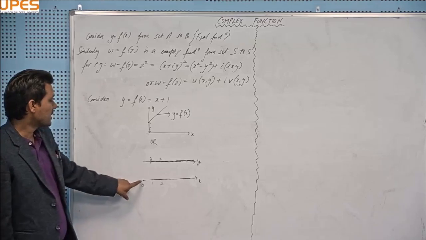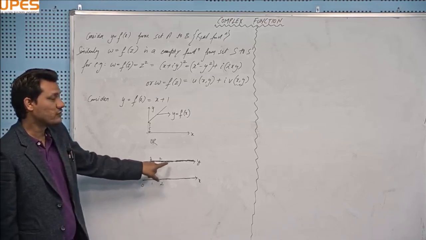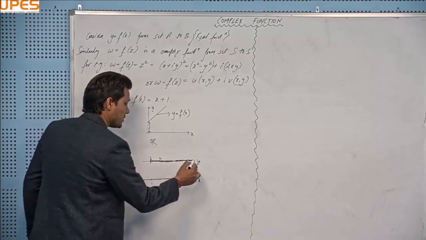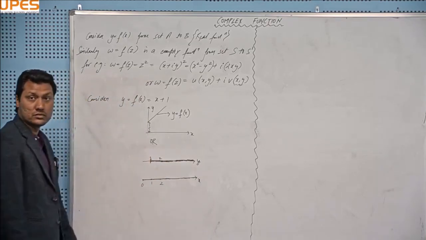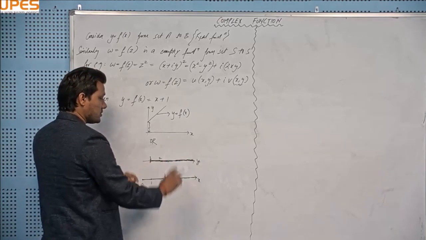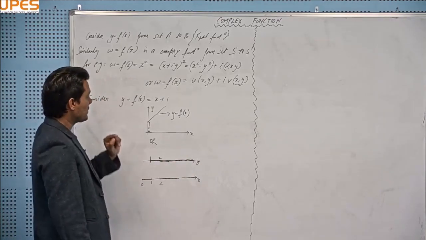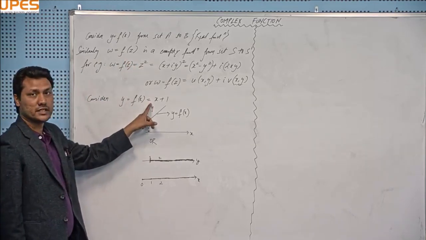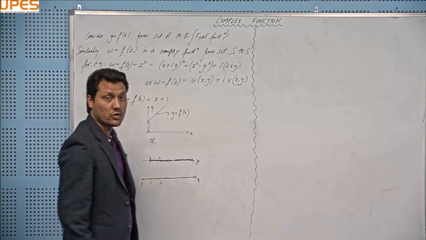And you can see that every point gets displaced by 1 unit. So this is your domain and this is your range, right? And obviously this is your codomain. Fine. This is your range, right? Okay. Now I will take a complex function similar to this, right? And will try to draw it.